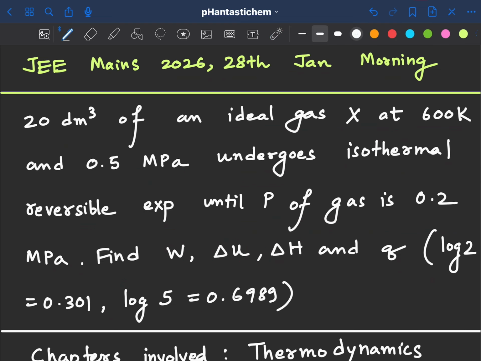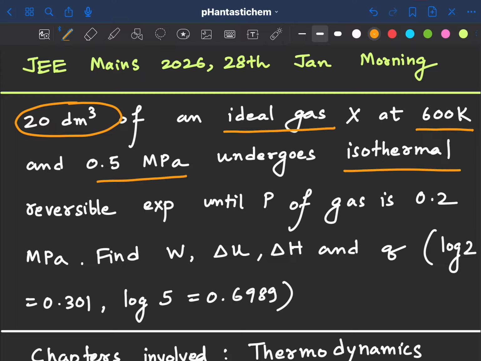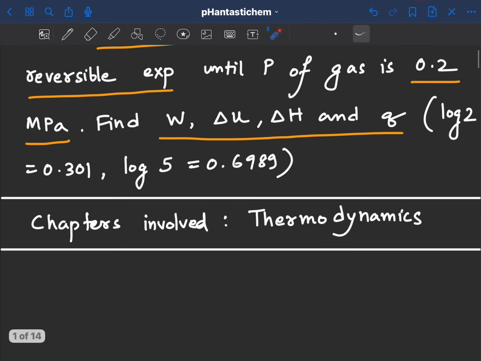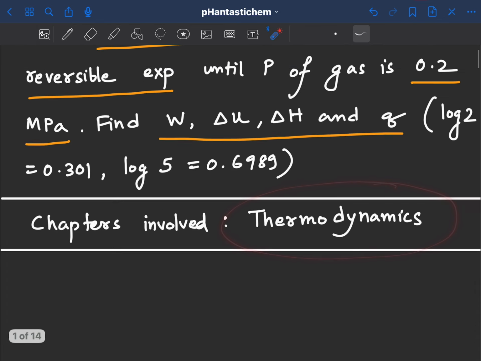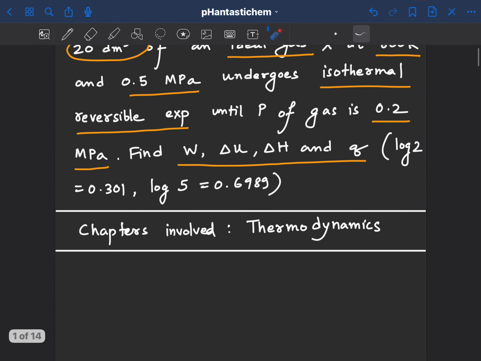Okay, so in this, a few things are very important to us. First is the volume, which is given, and it's an ideal gas. Then the temperature is given to us, then pressure is given to us, then isothermal reversible expansion, and final pressure is given to us. And these are the things that we are supposed to find. Okay, so the chapter involved is thermodynamics, and so let's use the details that have been given to us.